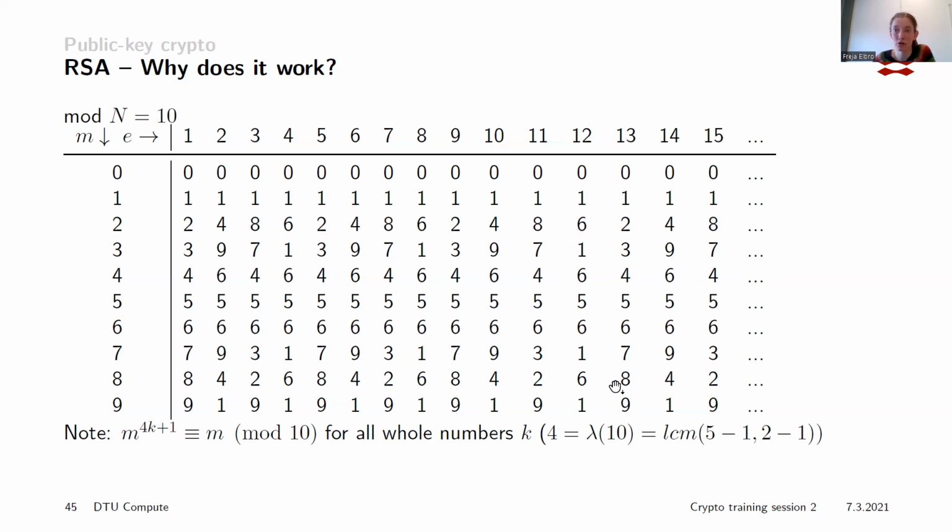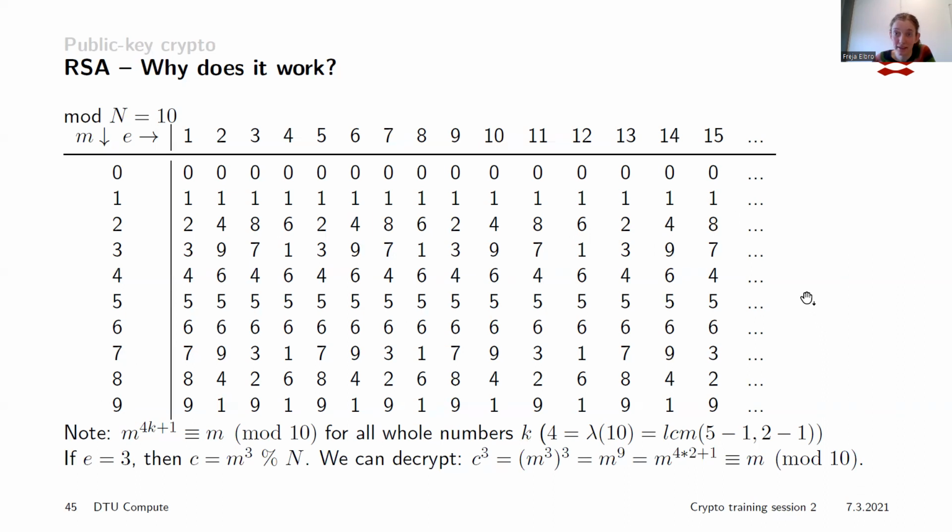We're calculating modulo lambda of n in the exponent. So here modulo 10, if I take m and raise it to 4 times k, plus 1, then I get back m. And this is true for all whole numbers k. And just to reiterate, how do you know that 4 is an important number? That's because 4 is lambda of 10.